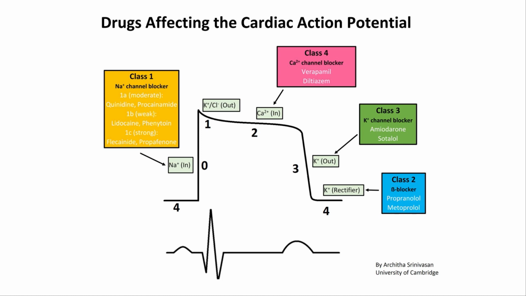Anti-arrhythmic drugs. We're not going to talk about these in detail, but I just want you to be aware that there are 4 classes of drugs. Class 1, they block sodium channels. Lidocaine, the local anesthetic, is a class 1 antiarrhythmic. Class 2 is beta blockers. Class 3 is potassium channel blockers. And class 4 is calcium channel blockers.